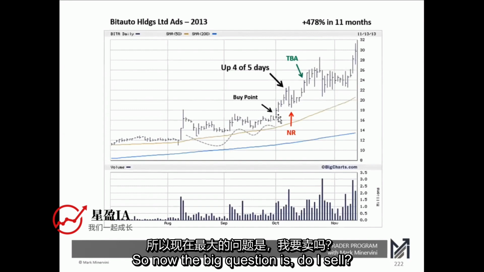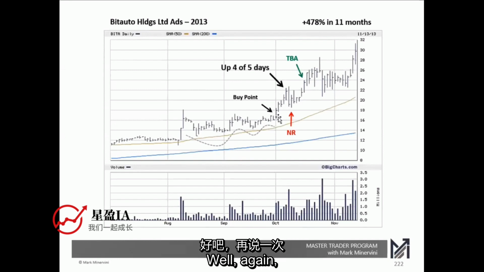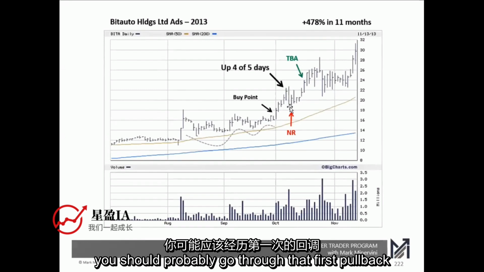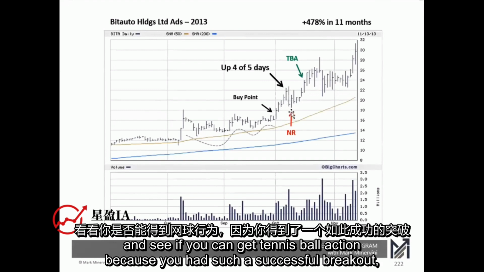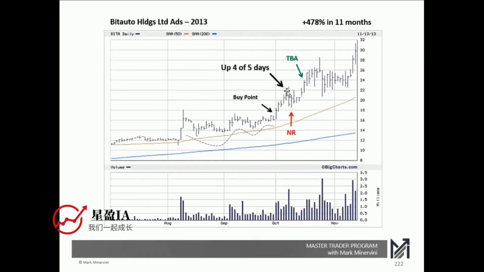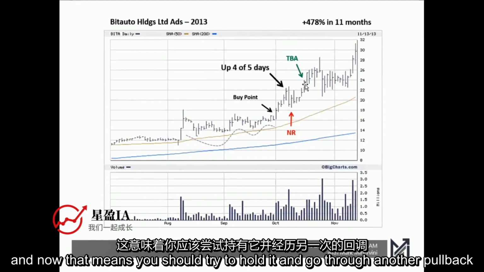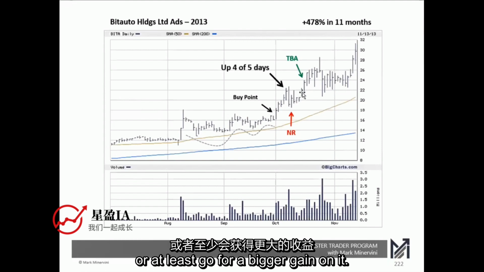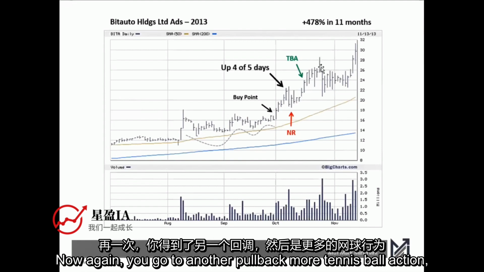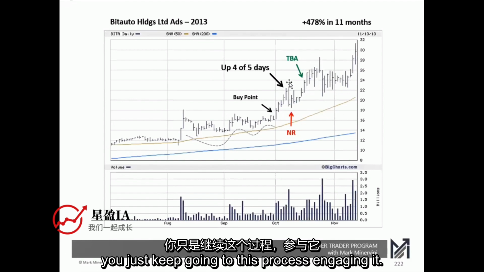So now the big $64,000 question is, do I sell? Do I hold? Well, again, you should probably go through that first pullback and see if you can get tennis ball action, because you had such a successful breakout. Now you get the tennis ball action, and now that means you should try to hold it and go through another pullback, or at least go for a bigger gain on it. So now again, you go through another pullback, more tennis ball action. And again, you just keep going through this process, engaging it.